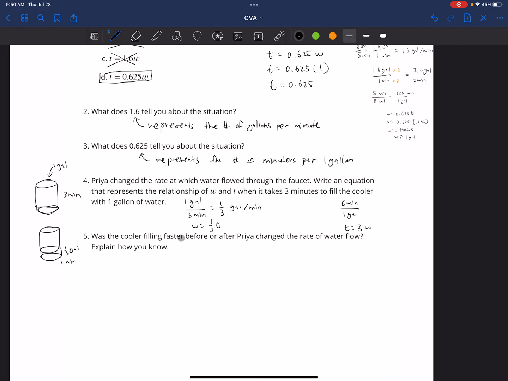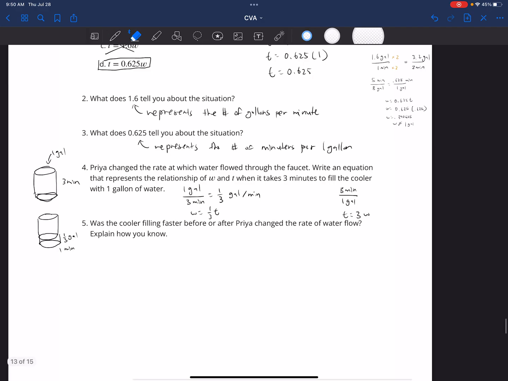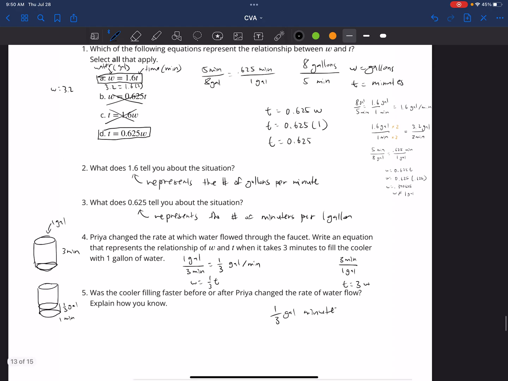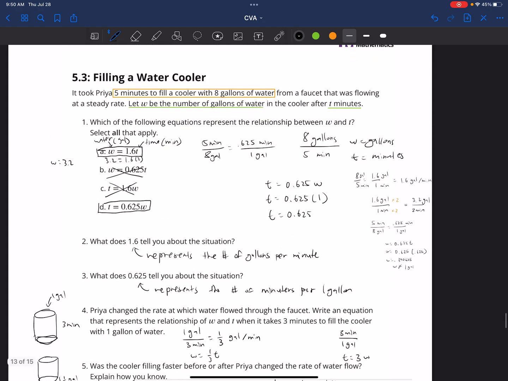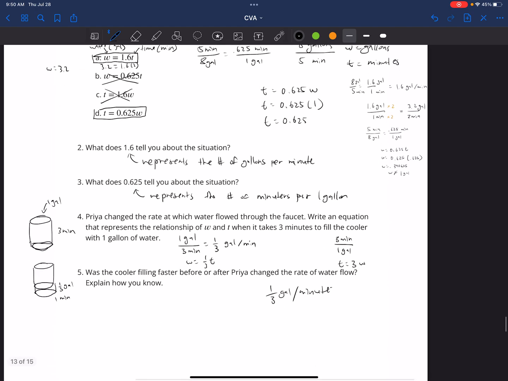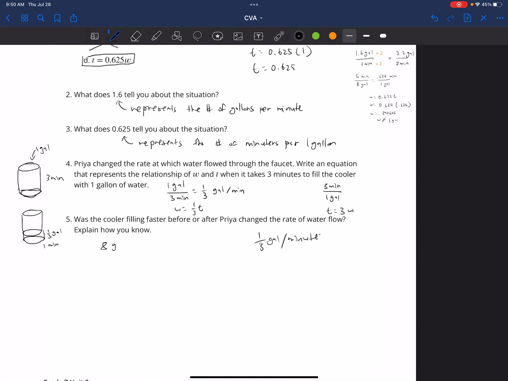So was the cooler filling faster before or after Priya changed the rate of water flow? Explain how you know. Well, let's take a look. So we got 1/3 gallons per minute before. And then this one was 8/5 gallons per 5 minute. Remember, this is the same thing also as 8/5 gallons per minute. Okay, same thing.